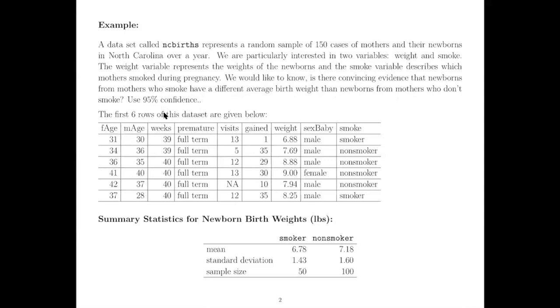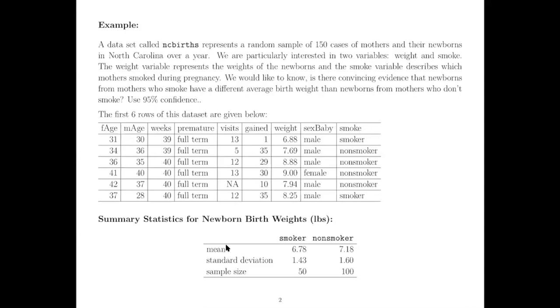I've printed out the first 6 rows of the data set. Again, there's 150 rows, but just to give you an idea here, they've got some information on the mother, how pregnant she was when she gave birth, how many visits they had to the hospital, whether they gained weight, what the weight of the baby was, the sex of the baby, and the smoking status. Again, we're going to focus on just 2 columns here: the weight of the baby and the smoking status of the mother. So I worked out some summary statistics from this data set.